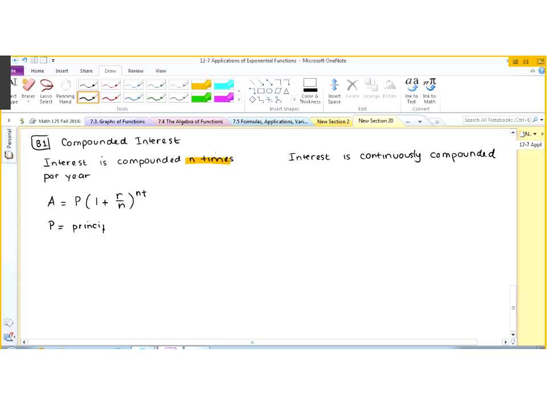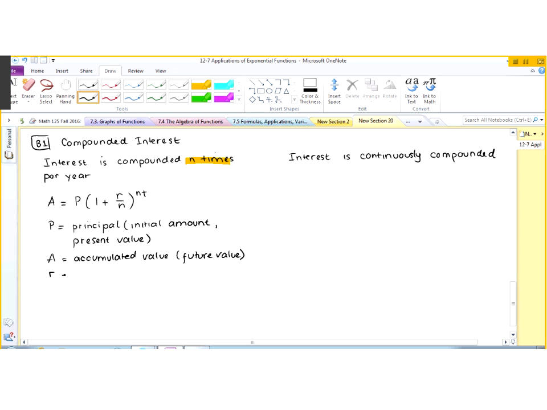So P is the principal, which is the initial value, the initial amount. Now, in accounting, this is called present value. So you could call it initial amount or present value. How about A? A is the accumulated value, which in accounting is called what? Future value? Yes, future value.